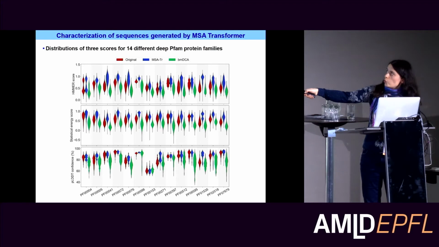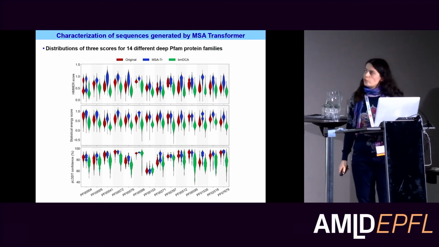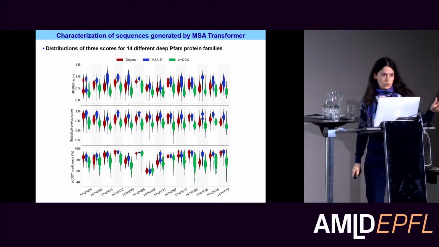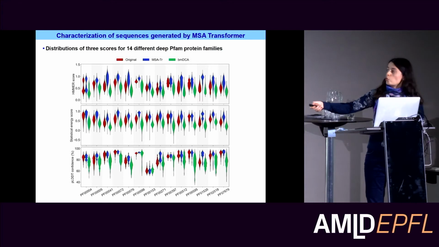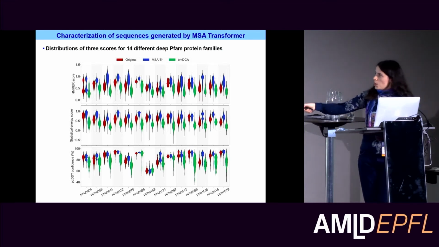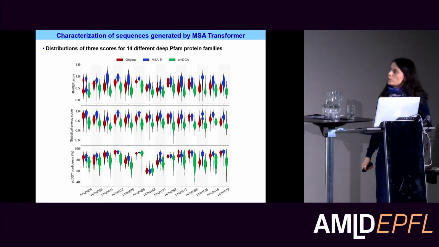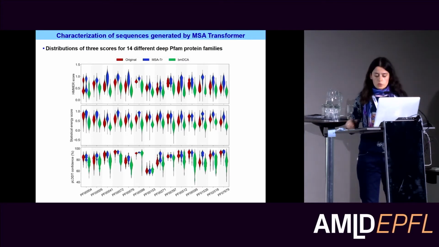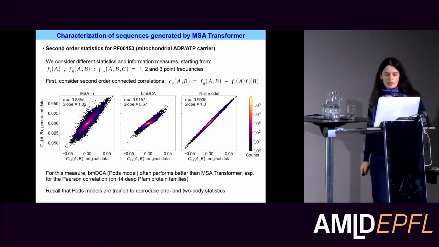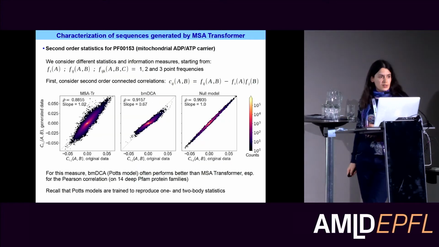Statistical energies show the same kind of behavior, and we are also showing a score which comes from feeding the sequences that we generated to AlphaFold and looking at the confidence it has in the structure prediction task. So this is called the pLDDT confidence score. And here the story is quite similar. Again, the MSA Transformer generated sequences have quite good scores. Another way to characterize these sequences is to look at the statistics of the alignments.